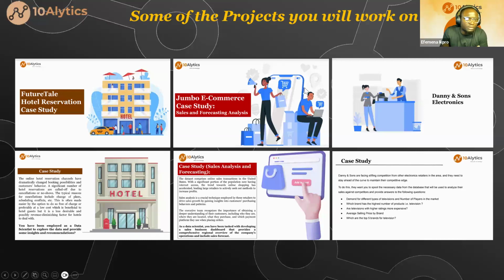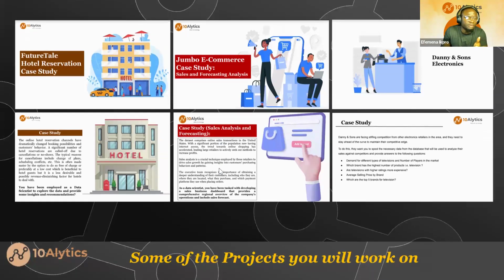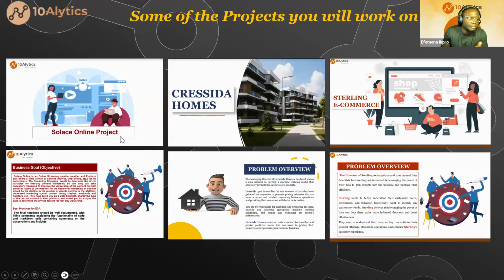The same thing with the Jumbo e-commerce sales and forecasting analysis, a real life case study. So you see, as a data scientist, you have been tasked with developing a sales business dashboard that provides a comprehensive regional overview of the company's operations and includes a sales forecast. The same thing with Daniel and Sons Electronics. Obviously, some of the business names have been changed so you don't know the actual business itself, right? But these are real life case studies. Same thing with Solar's online project, Crusader Homes. Take a look at Crusader Homes.